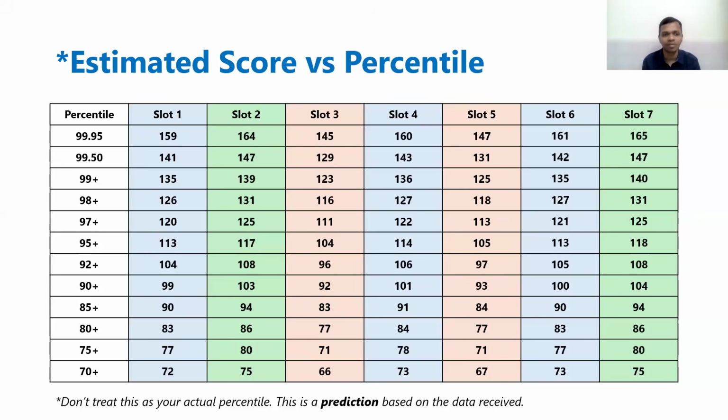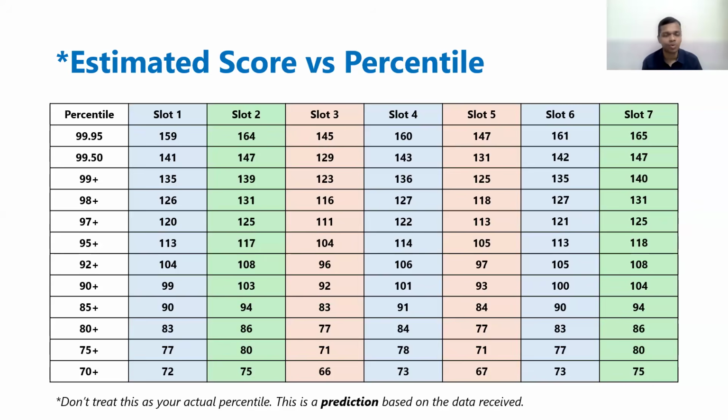So if you look at, let's say, the 99 percentile range, in the easiest papers, which is basically slot 2 and slot 7, it would be about 139, 140. If you look at the moderate slots, which is slot 1, 4, and 6, that would be about 135 to 136. And if you look at the difficult slots, that is slot 3 and slot 5, it is going to be 123, 125 respectively.